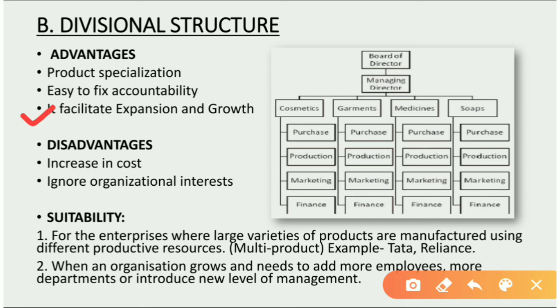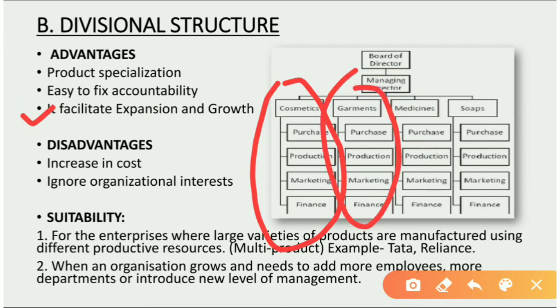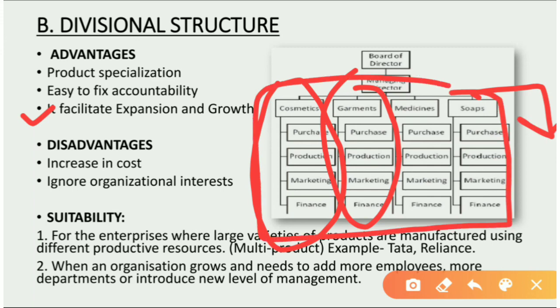There will be no problem in the organization, okay, because here the cosmetic department is carrying out their work, the garment department is carrying out their work, so everyone is carrying out their own work. If the manager wants to expand and grow the business, he can also add one more department without disturbing the work of these departments, because they are working on their own, so there will not be any problem in that.